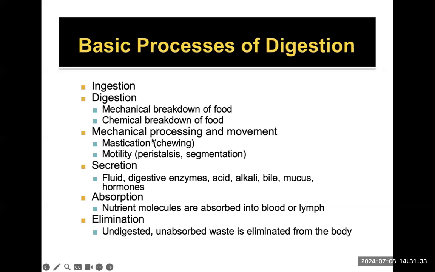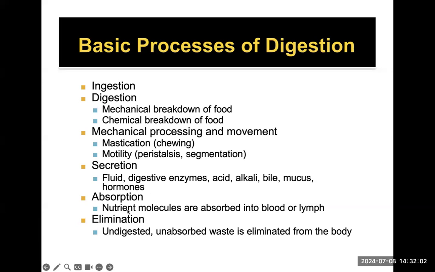The mechanical process, again, is going to include mastication, which is chewing of food, and then motility, which just means the movement of it. And there's different types of movement depending upon where you're wanting to move it from and to. One of them is called peristalsis, and the other one is called segmentation. And then next is secretion. So secretion means fluid and digestive enzymes, acid, alkali, bile, mucus, and hormones are all going to be put into the digestive tract to help the process of breakdown.